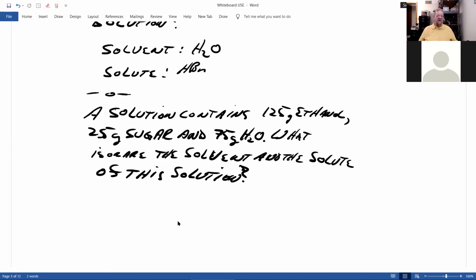All right, let me decode this. A solution contains 125 grams of ethanol. That's the chemical found in alcohol, things like vodka, Canadian Club, some of Dr. White's favorites. And it contains 25 grams of sugar and 75 grams of water. That'd be a sweet drink. But anyways, what is or are the solvent or solvents or the solute or solutes of this solution? Your turn.